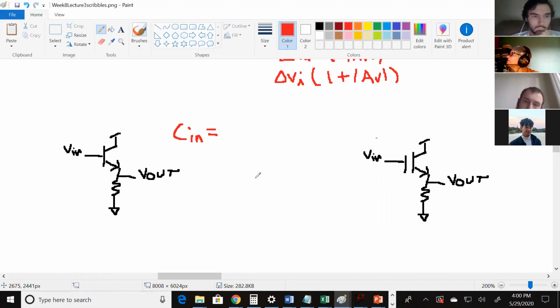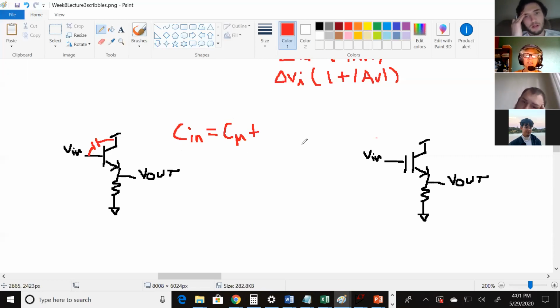So, what terminal is the input on? Base. And so you see two capacitances. I see a CBC, which is your C mu. And so that's a CBC. You're on the input, so you look at the other side. Is the other side moving? No. So this is just as it is. It doesn't have a multiplier.